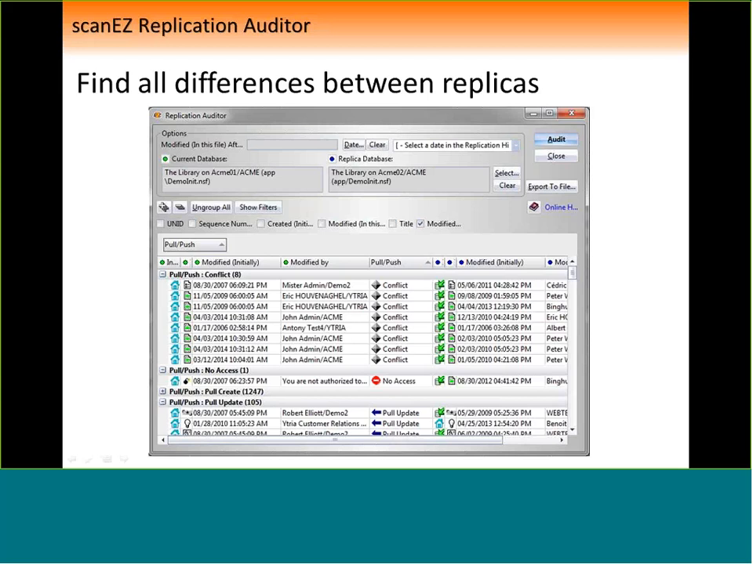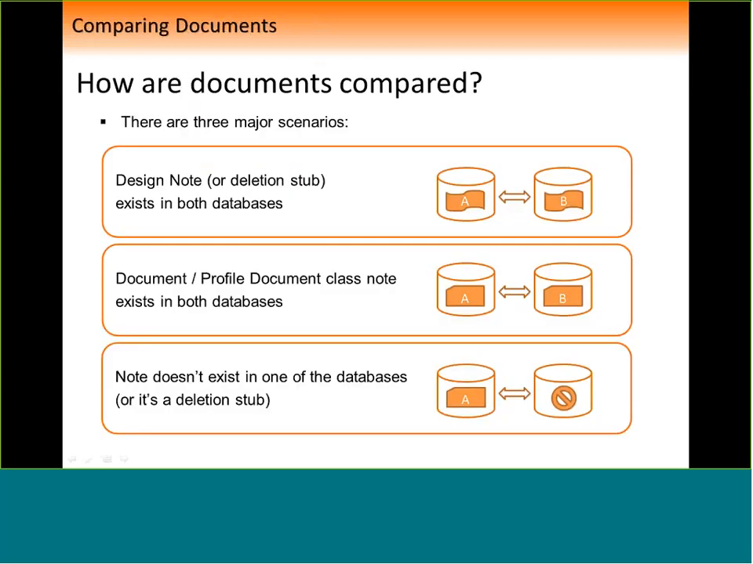Okay, thank you, Kim. Actually, I would like to mention a few different scenarios as far as what happens when we compare documents. This tool that we did here, the Replication Auditor tool, the idea is that we essentially compare these documents and follow the same logic that the replicator engine would follow. And in that sense, we have three different very important scenarios to look at here.